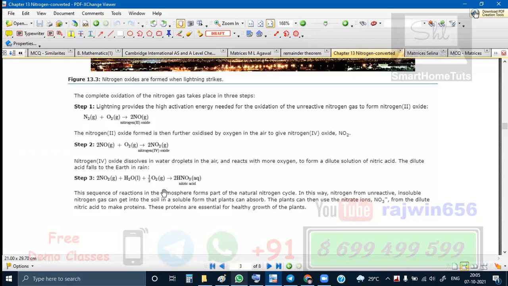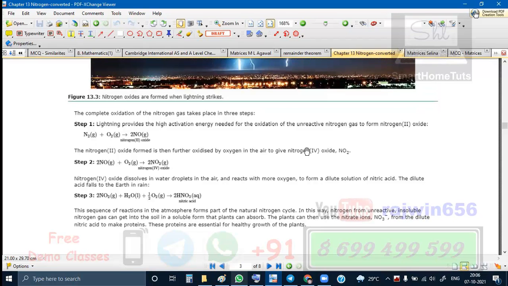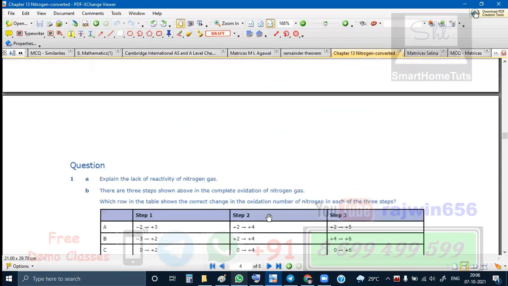This nitric acid will come down with rain, and it is going to form nitrate ions. This is further converted into proteins by plants, and this is how the nitrogen cycle begins. You are just going to take down all three of these reactions, and then we'll proceed ahead.